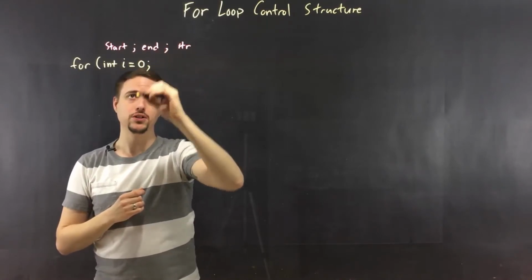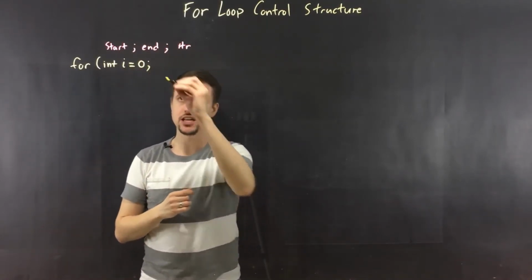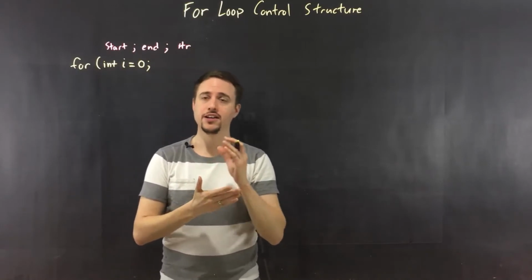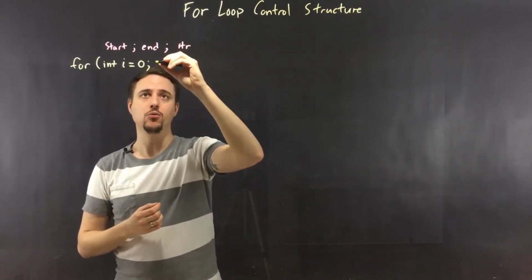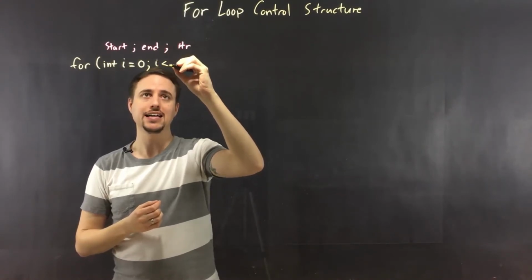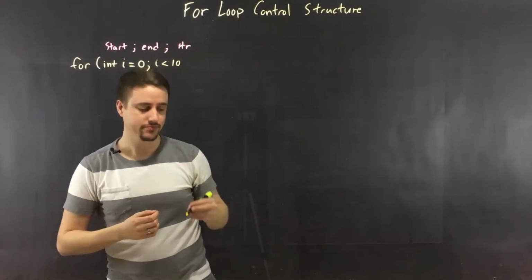Now, we're going to define the end point. Okay, we have our semicolon to define, boom, we're done there. Now we want to put the end point. What is the ending point? Well, we end when I is less than 10.